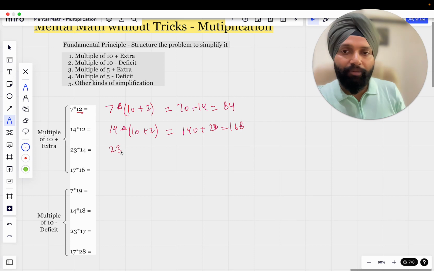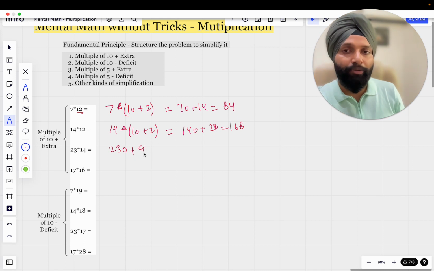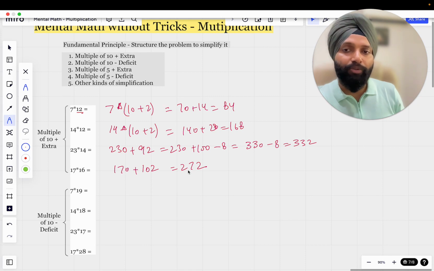Similarly, 230 plus 23 into 4. Now 23 into 4, you can directly do it, or you can do it as 23 into 2 is 46, 46 into 2 is 92. Now how do you add them up? The way you add them up is you think of it in terms of 230 plus 100 minus 8. So this becomes 330 minus 8, which is 332. Here 17 into 10 is 170, plus 17 into 6 is 102. So it is simply 272. So 170 plus 100 is 270, plus 2 is 272.